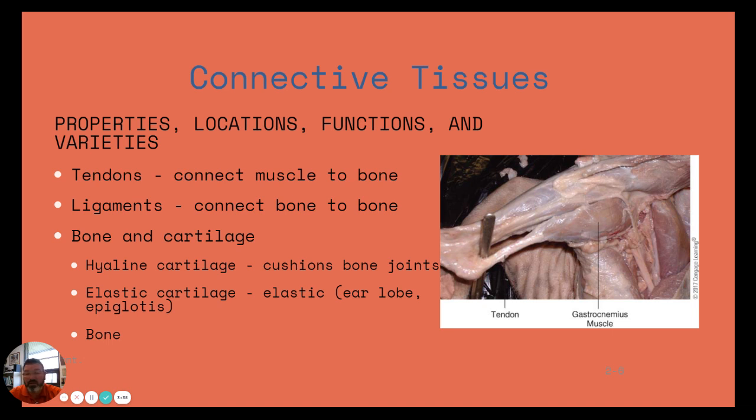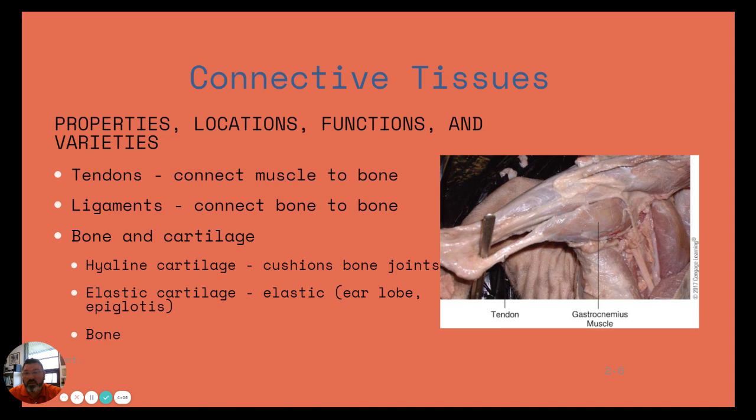You can see the cutaway image on the right of a chicken. You can see the tendon and the gastrocnemius muscle that it connects to, and that tendon will help make this muscle move as it connects it to the bone, and the bone within that tissue moves appropriately. Then you have ligaments that connect bone to bone so that we can bind those structures together and make them move in concert with one another.